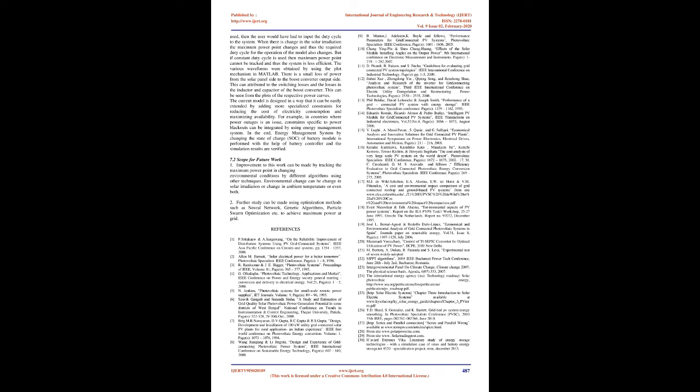7.2 Scope for future work. One improvement to this work can be made by tracking the maximum power point in changing environmental conditions by different algorithms using other techniques. Environmental change can be change in solar irradiation or change in ambient temperature, or even both. Further study can be made using optimization methods such as neural network, genetic algorithms, particle swarm optimization, etc. to achieve maximum power at grid.